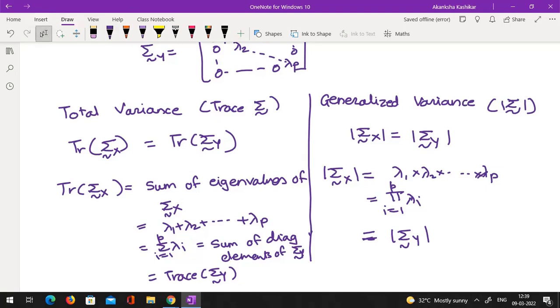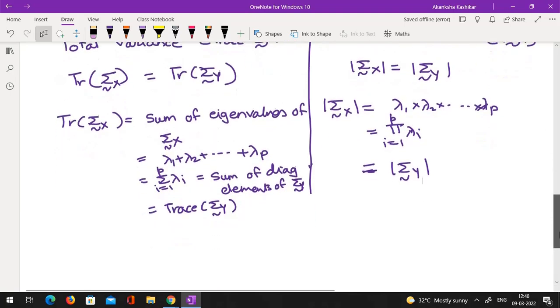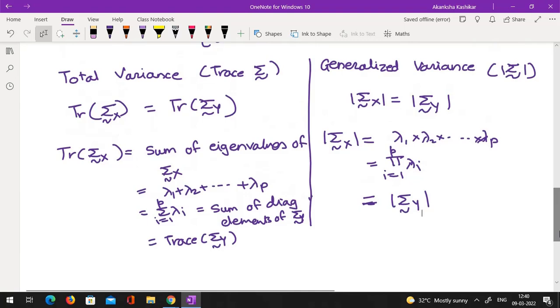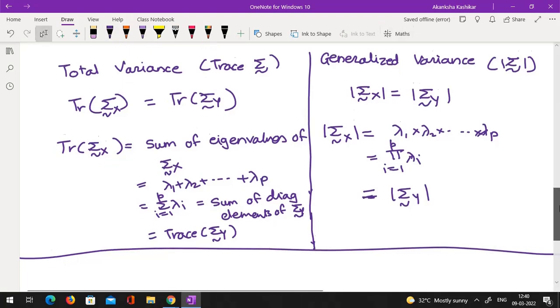Now we are going to use this concept of total variance for dimension reduction. You must have thought that initially I said PCA is needed for dimension reduction, but so far we have P original random variables and we have P PCs. So we have not achieved any dimension reduction as such. That we will do now.